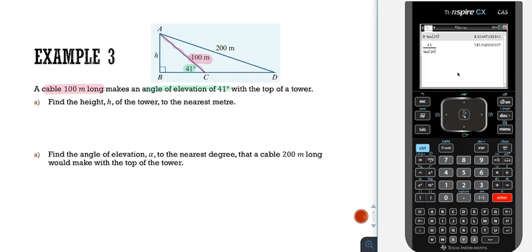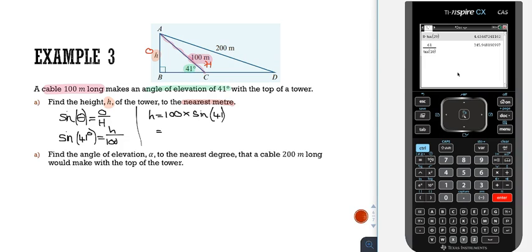All right. Part A is asking us to find the height of the tower to the nearest meter. So height of the tower to the nearest meter, we label our diagram with O and H and then use sine to do our calculations. Into our calculator, 100 times sine 41, which gives us a result of 55.6, which to the nearest meter is 56.